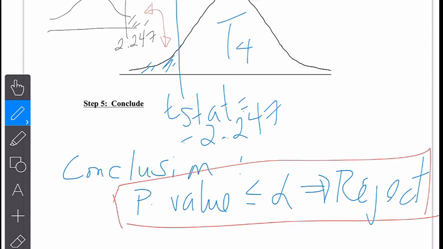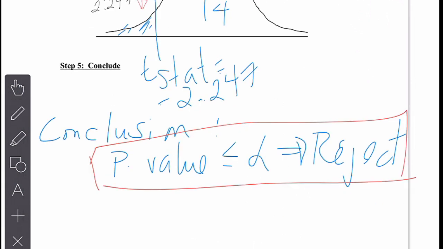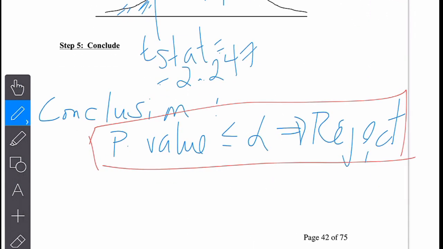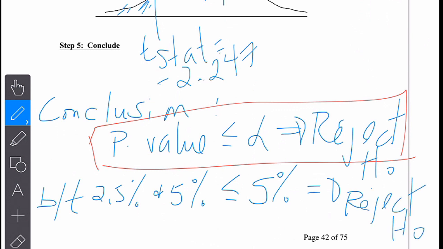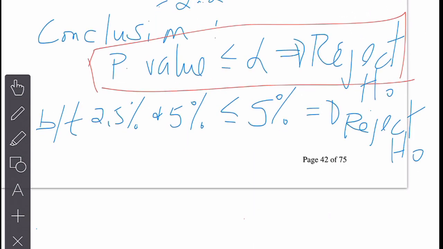So that's that test. And for that we reject H naught. Our answer was between, and I'm going to write it as B/T, between 2.5% and 5%, which is smaller than 5%. So we do reject H naught. We did find something fantastic and new. We have evidence to suggest that the weights are less than 14.